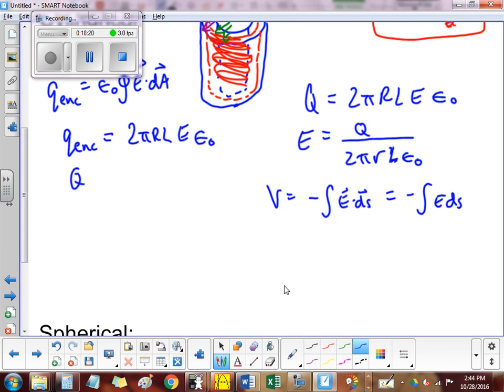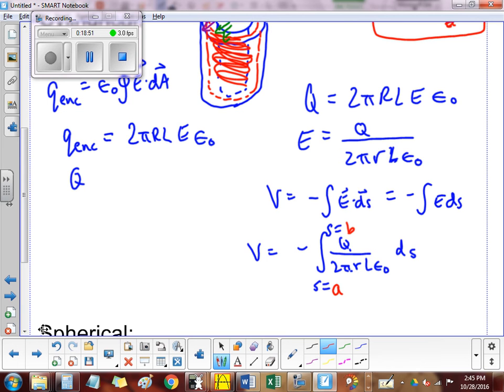Okay, so it's going to look like this now. V is equal to negative integral Q over 2 pi RL epsilon naught ds. And we're interested in integrating from the inner shell to the outer shell. So we'll call the inner shell radius A, and we'll call the outer shell radius B, like this. The Q pulls out, the 2 pi, the L, and the epsilon naught. They all come outside because they're all constants.